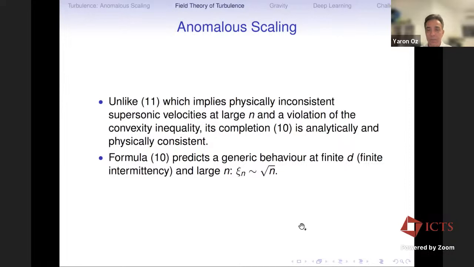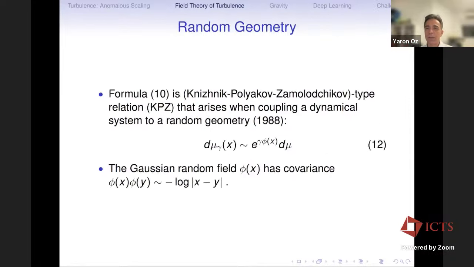Now, where does this come from? First of all, let me remind you of the mathematics behind this formula, and then I'll tell you how it's connected to the physics of Navier-Stokes. So there is the following mathematical question. Suppose I give you a set of dimensions with respect to some measure d mu, where d mu is just Euclidean measure. And now I'm giving you a new measure, which we call a random measure, and that random measure is e to the gamma phi of x. Gamma is a number, and phi is a log-correlated Gaussian field. Then I can ask you to translate the numbers with respect to d mu to the numbers with respect to d mu gamma.